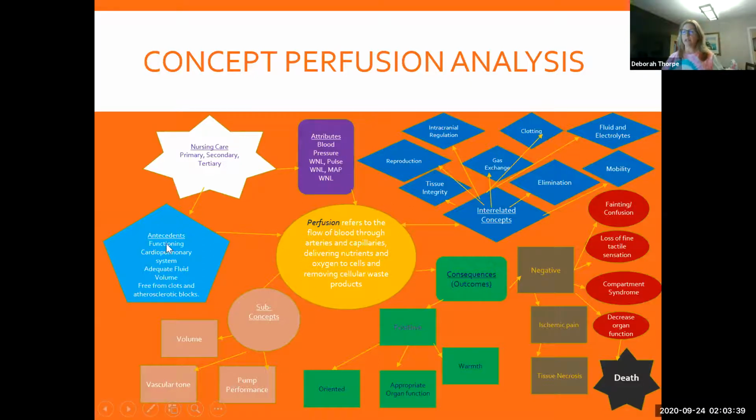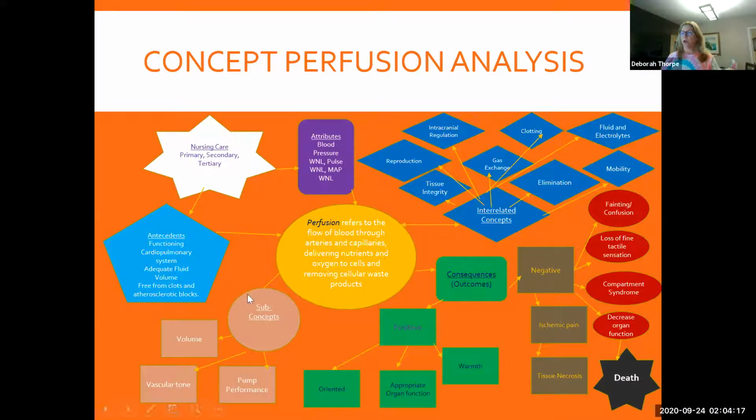And then you have antecedents. These have to exist before, so these are events or incidents that must happen before the concept can happen, all right? And these are a functioning cardiopulmonary system, adequate fluid volume, right here, and free from clots and arteriosclerotic blocks.